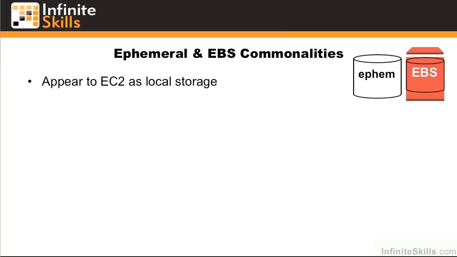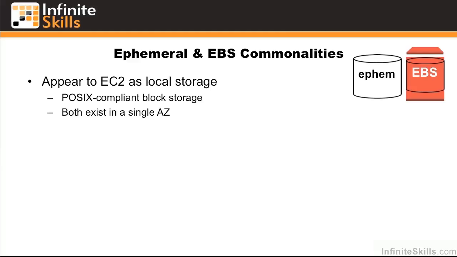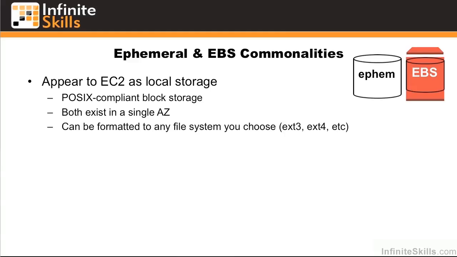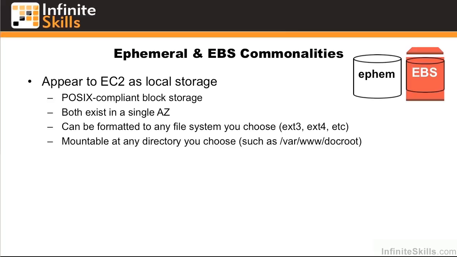Let's look at some of the commonalities between these disk types. They both appear to the EC2 as local storage. They're both POSIX-compliant block storage. You can think of them as a 3.5-inch disk that you would just slide into a server and provision. Both of them exist in a single availability zone. They can each be formatted to any file system you choose. They can each be mountable at any directory you choose, such as the server's web root. The I/O out of the EC2 instance in both cases is charged. S3 I/O is always going to be your cheapest.